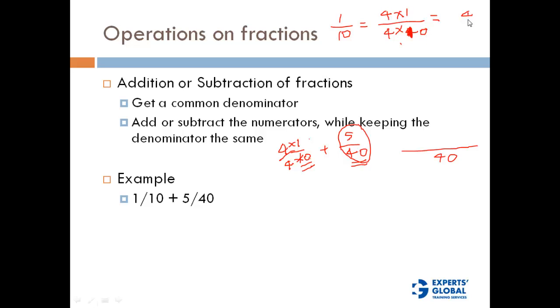So we are talking about 4 by 40. By doing this operation, we are getting a common denominator of 40, right? So this fraction is basically 4 by 40 plus 5 by 40, right? So what we do is, we keep the denominator same, we just add the numerators, whatever the operation is, add or subtract. So 4 plus 5 is 9. So the answer to 1 by 10 plus 5 by 40 is 9 by 40.